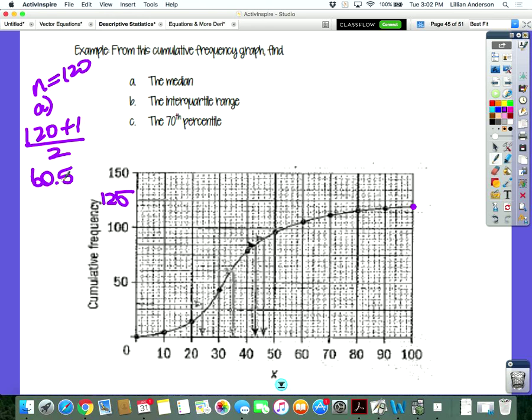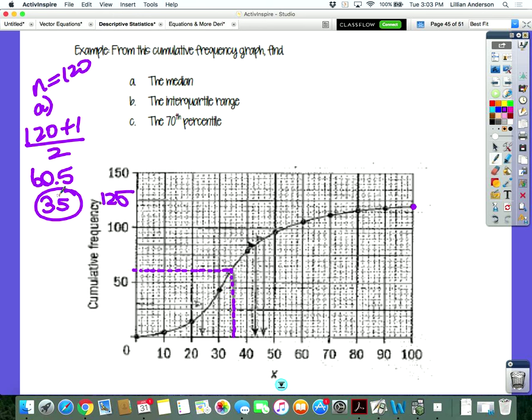That is not your median. That tells you where you need to go look. Since this is divided into 5s, 50, 55, 60, 60.5 is basically right there. You see where it hits the curve, drop down the perpendicular, and what say you? 35? Based on my extremely pixelated graph, that looks like it's about in the middle. 35. Questions?